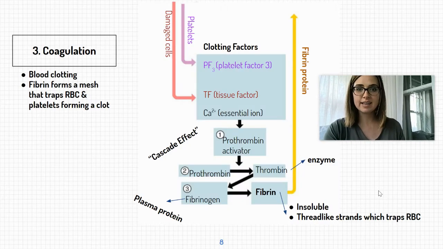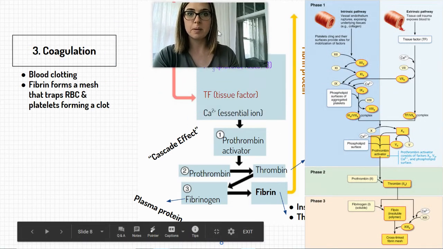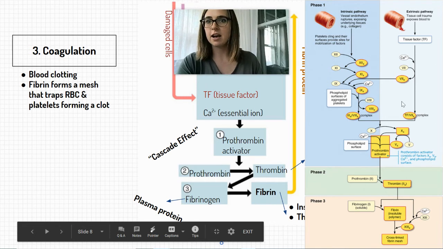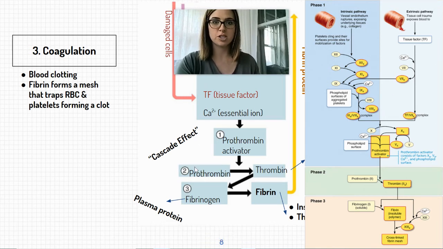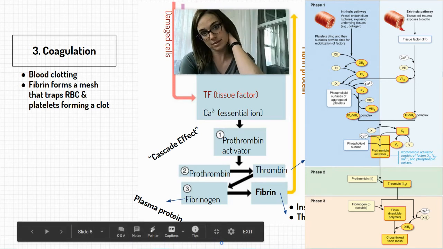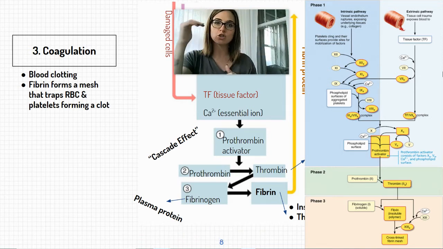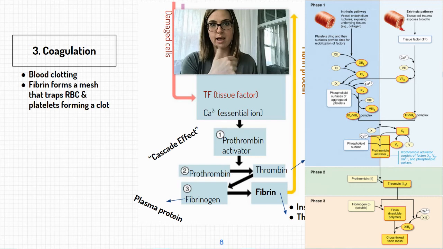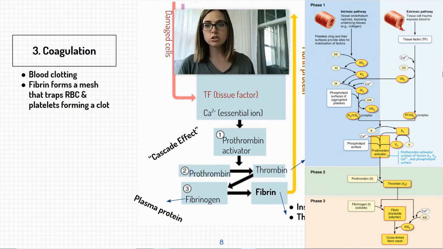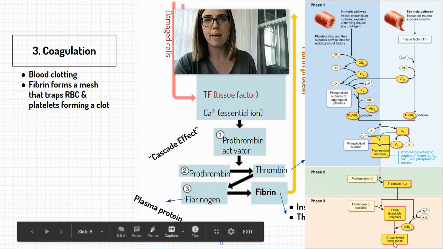Now, back to the cascade effect here. This is a little bit more complicated version of what we just went through. But basically, the premise is still here. We have a whole bunch of arrows where this thing stimulates this thing that stimulates this thing that stimulates this thing, and it starts to sort of waterfall down. The water at the top joins with water at the bottom, and eventually we get to our end goal, and in this case, it is our fibrin mesh.